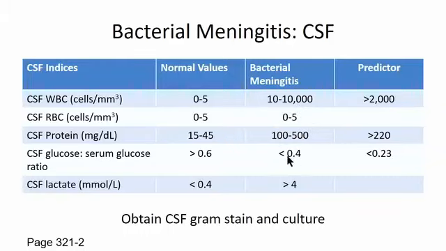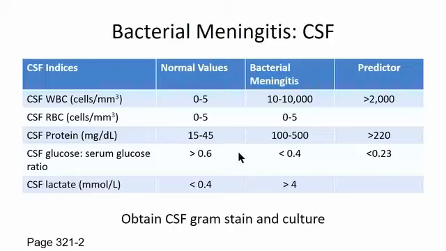We can see a lower ratio of CSF glucose to serum glucose, and this is because the bacteria are actually consuming the glucose for energy. CSF lactate is not routinely measured, but some recent evidence suggests that it's a good diagnostic factor for distinguishing bacterial from viral meningitis, where it will be elevated in bacterial meningitis, but not necessarily in viral meningitis. And these numbers over here correspond to this: if your patient's CSF analysis has any one of these numbers by itself, it is a pretty good predictor of bacterial meningitis.